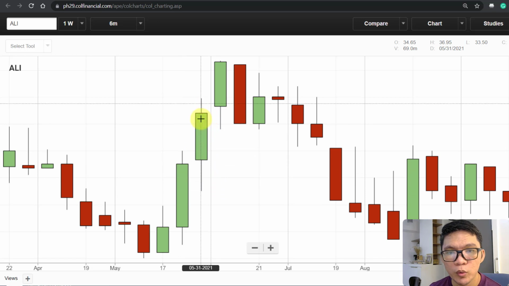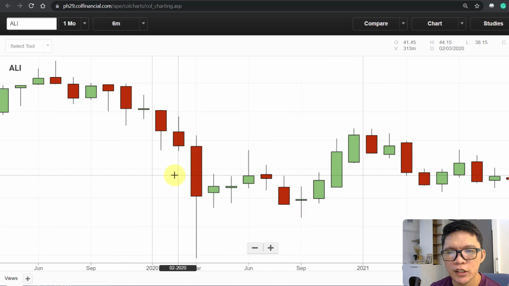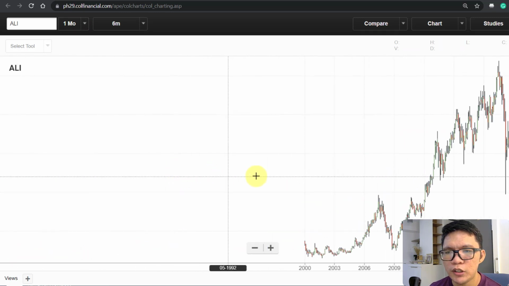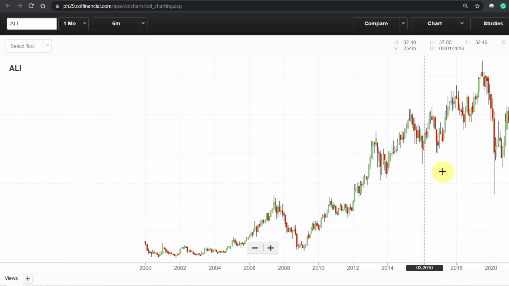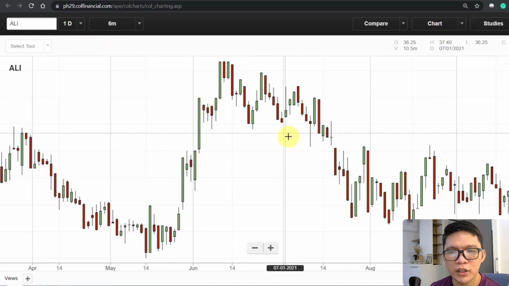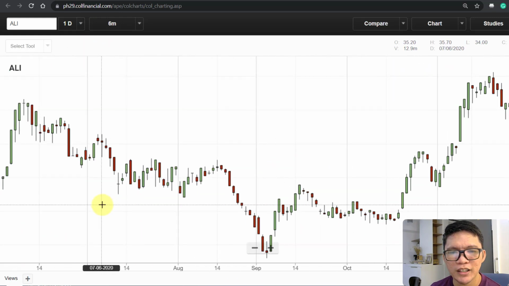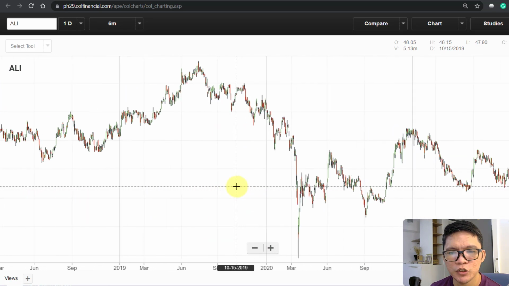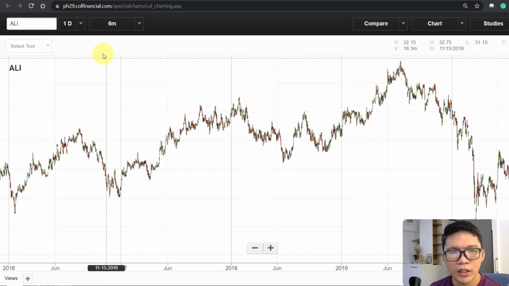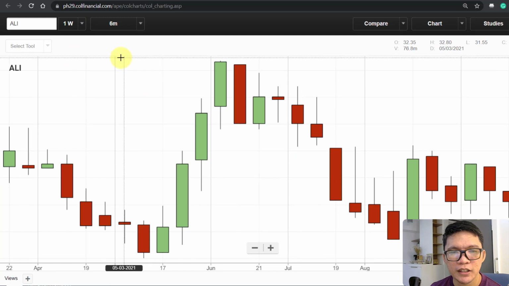Land in 1 week. Magagamit mo tong 1 week and 1 month if you want, for example, to see yung longer and bigger picture ng stock. So for example here, if I choose 1 month, so mas madali kong makikita since 2000. Whereas pag ginawa mo kasi siyang 1 day, so you have to scroll ng maraming beses to look at the historical. Okay, and you could also zoom in and zoom out. Okay, but normally I would use 1 day and 1 week na candlestick.